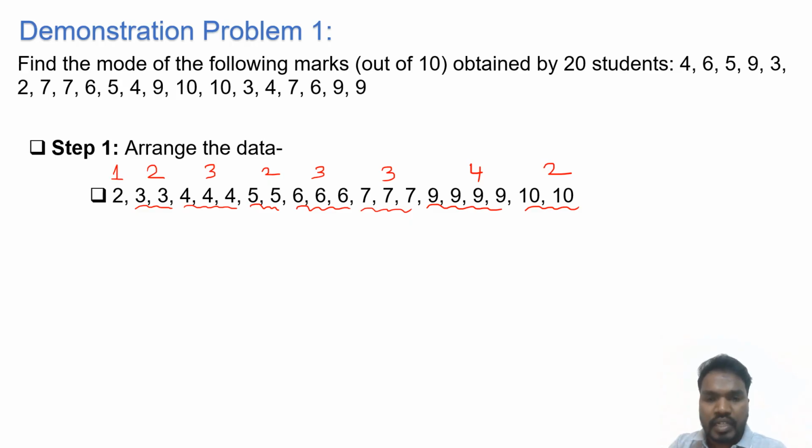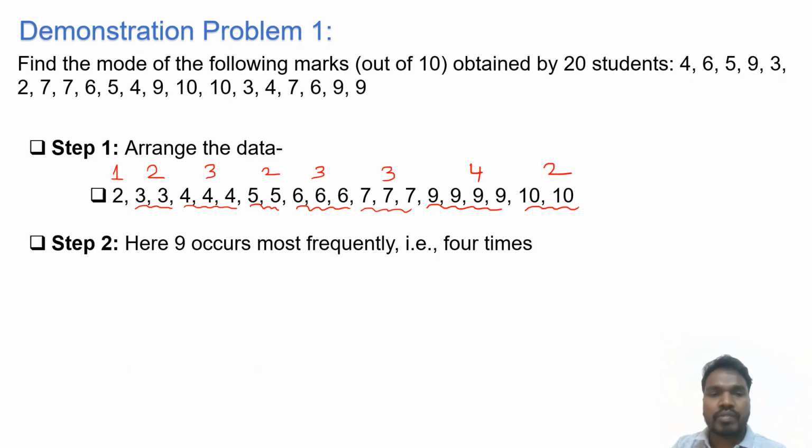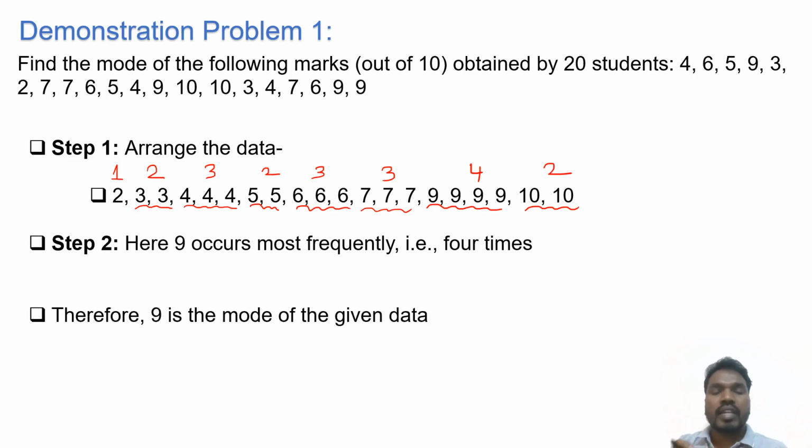That we can clearly see, right? The observation 9 occurred most frequently. It appeared 4 times, right? Therefore 9 is the mode of the given data. So this is the way we can find the mode of the given data.